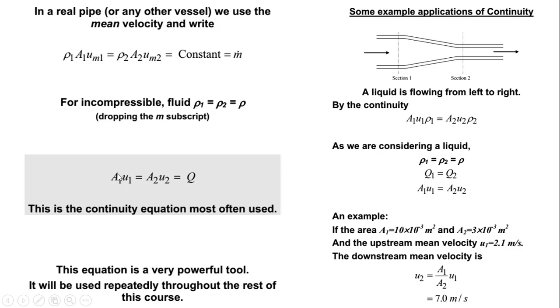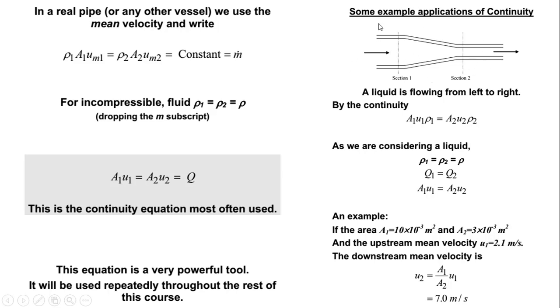So in this case, we can get A1 U1 is equal to A2 U2, which is equal to Q. And this is the continuity equation that we are going to use the most, since we say that the flow is going to be steady and incompressible. Okay. So now, these are some of the examples for continuity equation where we have got flow coming from a larger section to a smaller section.